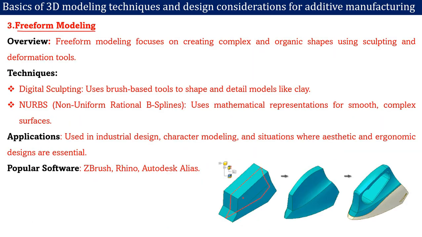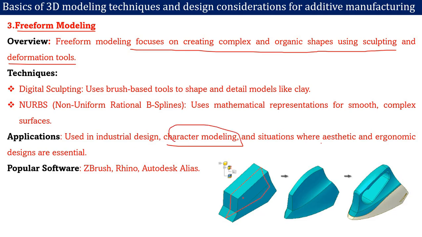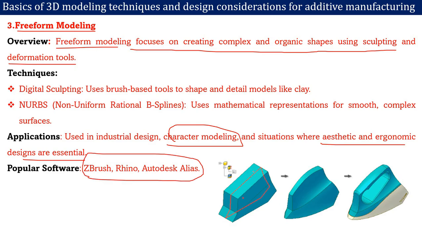Then there is freeform modeling. Freeform modeling focuses on creating complex and organic shapes using sculpting and deformation tools. Generally, this is used for character modeling, or where aesthetic or ergonomic designs are needed. Using freeform modeling, we can give shape to the initial shape. It is similar to having soil or sand and creating certain models from it. So that is called freeform modeling.